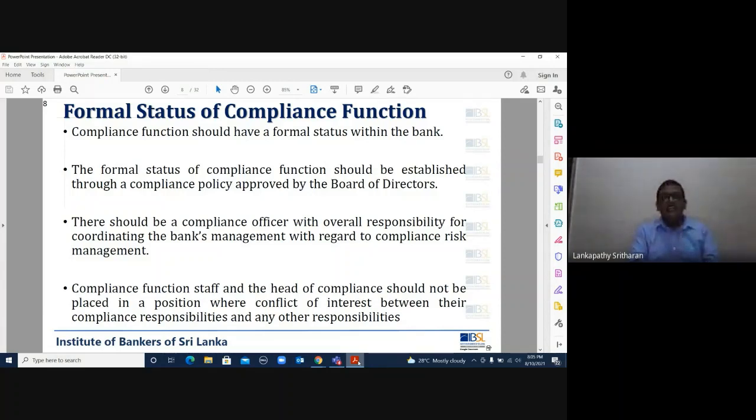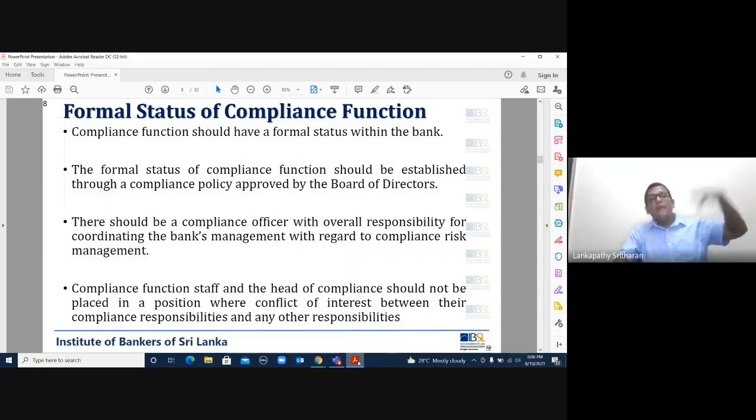The formal status of the compliance function should be established through a compliance policy approved by the board of directors. That's what I have mentioned already. Because of the formal status, I think there may be questions. There were some questions in the past papers also. The formal status: the compliance function should come through the tone from the top, from the top management level.